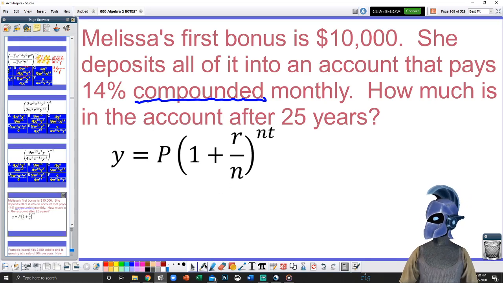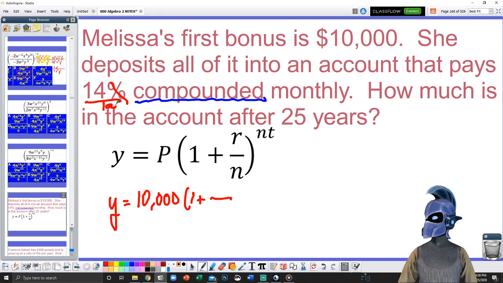All right, so to write the formula, all we have to do is plug in y equals, P is the principal, the original amount, which is going to be $10,000. I'm going to put 1 here because it's always 1. R, matey, I'm going to take this number because it has a percent symbol and divide by 100 because that's what percent means. So that gives me 0.14.